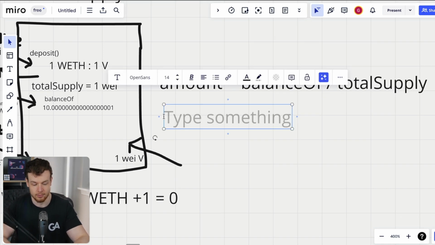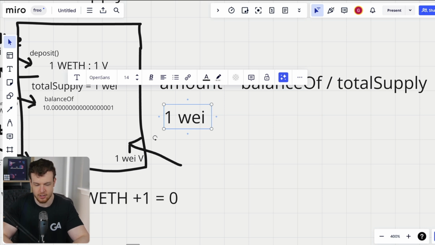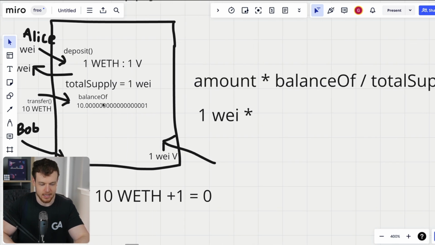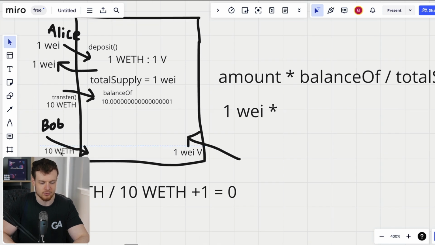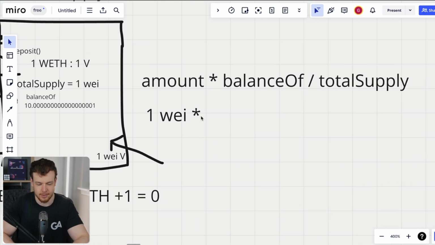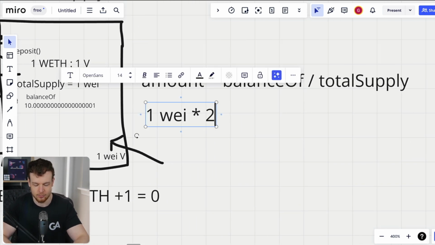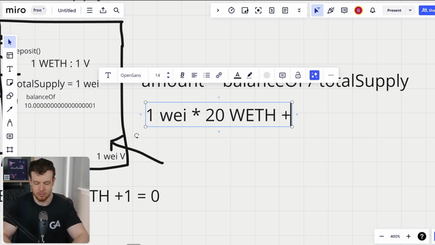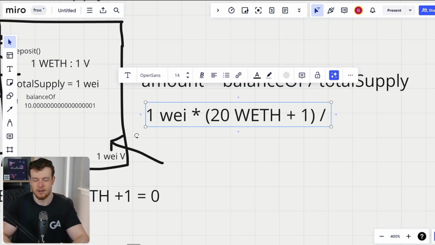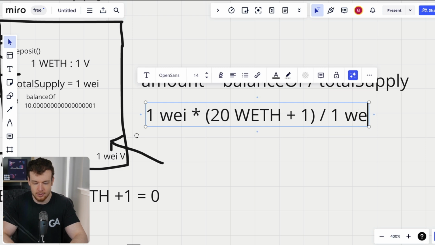So we can actually walk through this with our one wei of vault token shares times the balance of this contract, which is the 10 wrapped ether and 1 wei of wrapped ether that was originally sent, plus Bob's 10 wrapped ETH that he sent in without getting any vault tokens minted to him. And this is going to be one wei times 20 wrapped ETH, technically plus 1, literally one wei. So I'll put this in parentheses, divided by the total supply. And remember, Bob didn't get minted any new vault tokens, so the total supply is, of course, still one wei.